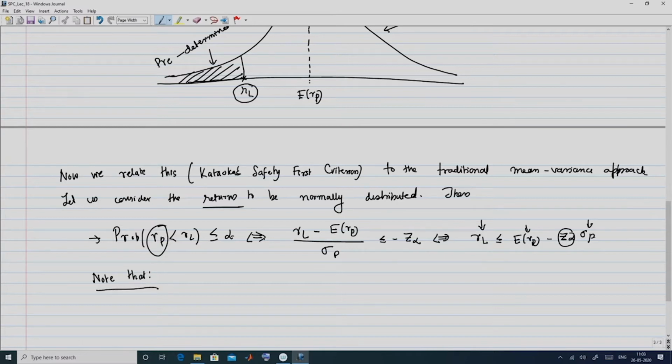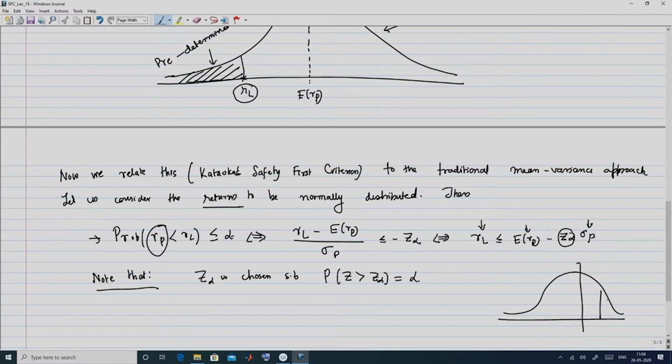So accordingly you note that Z alpha is chosen such that the probability of Z greater than Z alpha is equal to alpha. If you look at this distribution and you have this area under the curve, and this area is alpha, then this is nothing but the probability of Z greater than Z alpha, where this point is equal to Z alpha, and symmetrically this point here is going to be minus Z alpha.